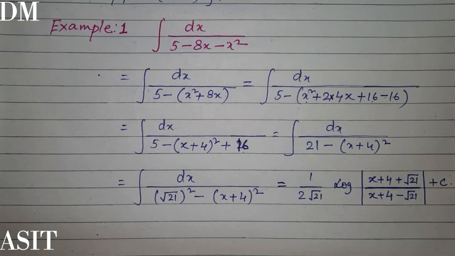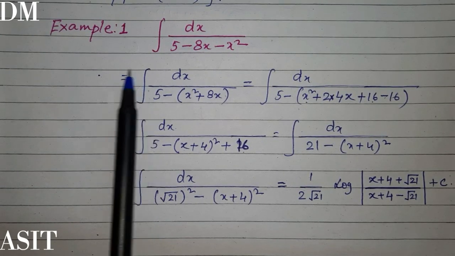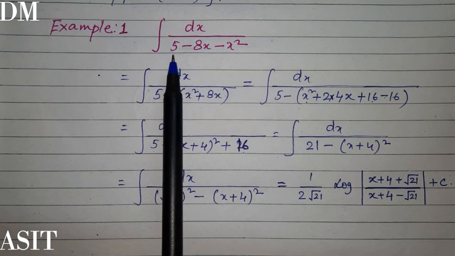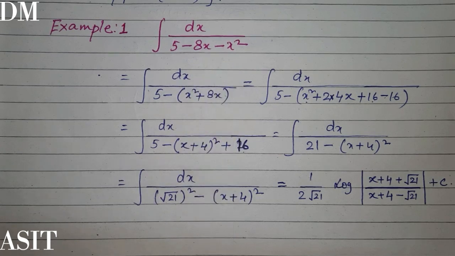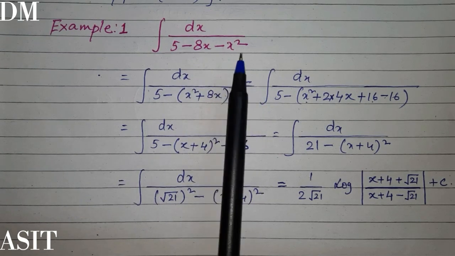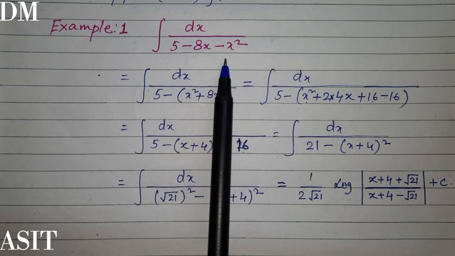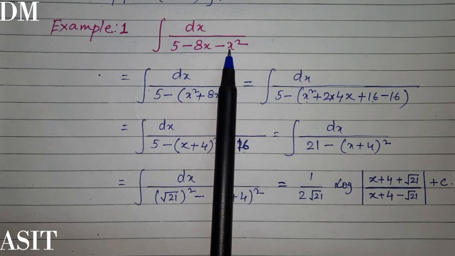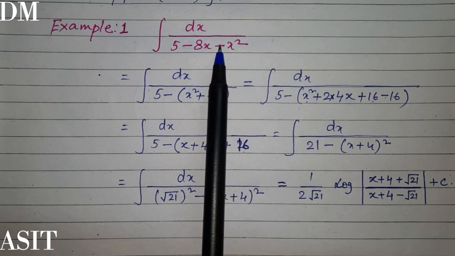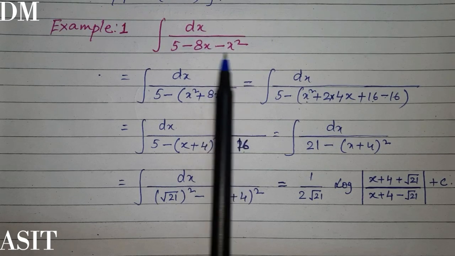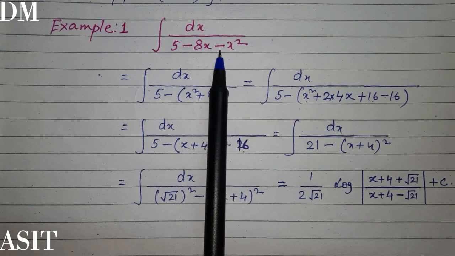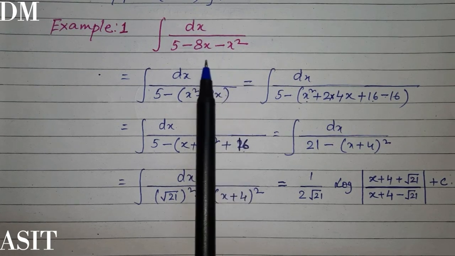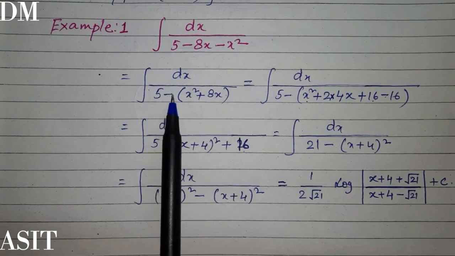Now let us see this by an example. So this is the first example. It is dx by a quadratic expression and the quadratic expression is 5 minus 8x minus x square. First of all we have to check the coefficient of x square. I must tell you it should be either 1 or minus 1. So here in this question we can see the coefficient of x square is minus 1. So no problem.